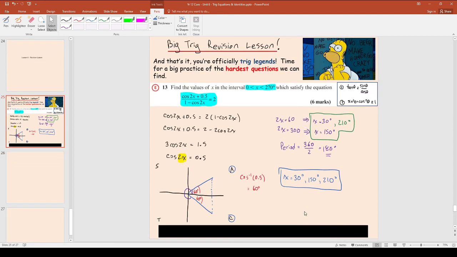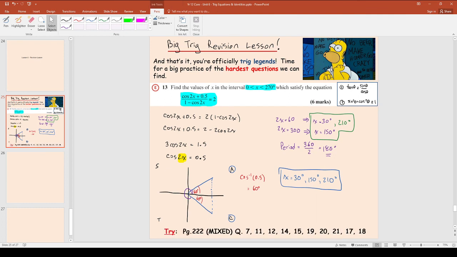And that's it for today's lesson. So all I want you to do is these. It's page 122, the mixed exercises, because there's two lots of questions on 122. And I want you to do questions 7, 11, 12, 14, 15, 19, 20, 21, then 17 and 18. Okay, I picked those because they look like they're tricky to me.